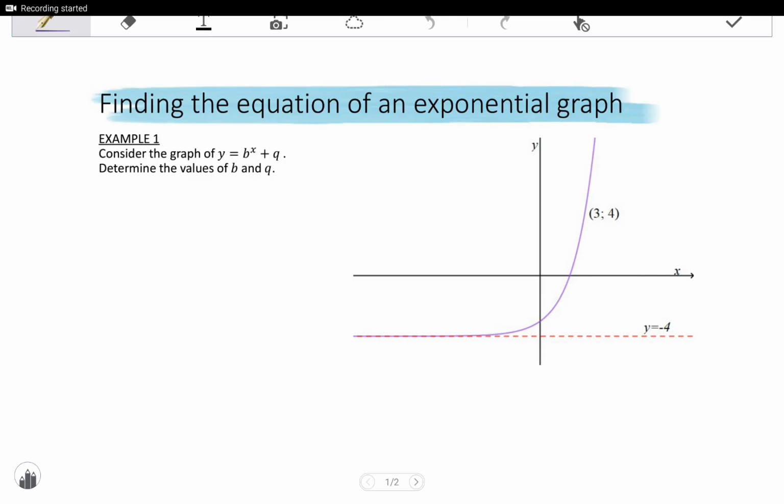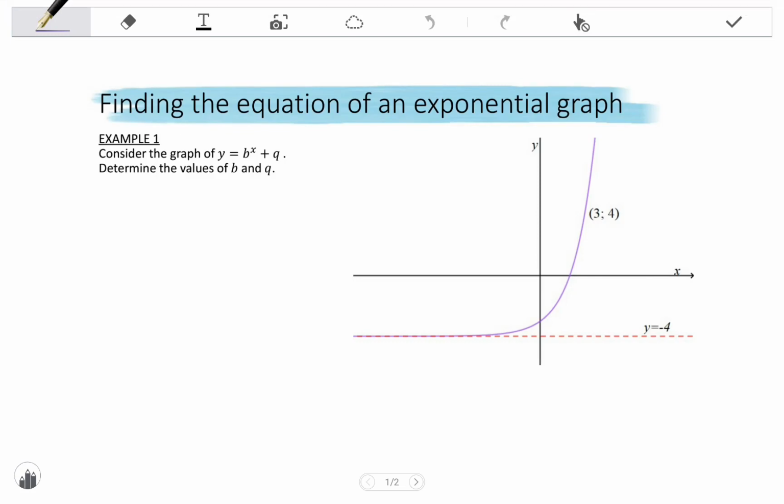In this video, we are going to look at two examples of finding the equation of an exponential graph. Now, before we look at the first example, I just want to remind you that the equation of the exponential graph is y equals a times b to the x plus p plus q. Okay, now in the standard form equation, there are 1, 2, 3, 4 parameters.